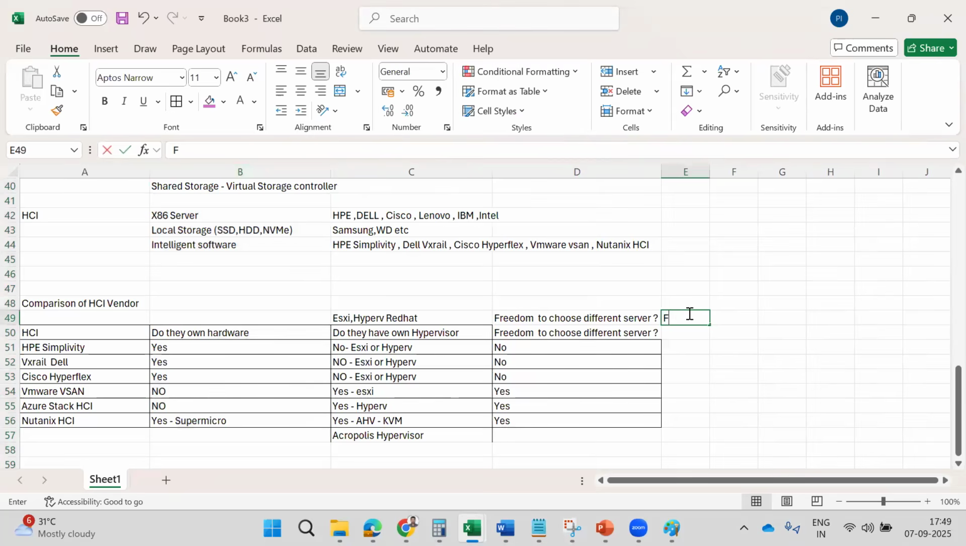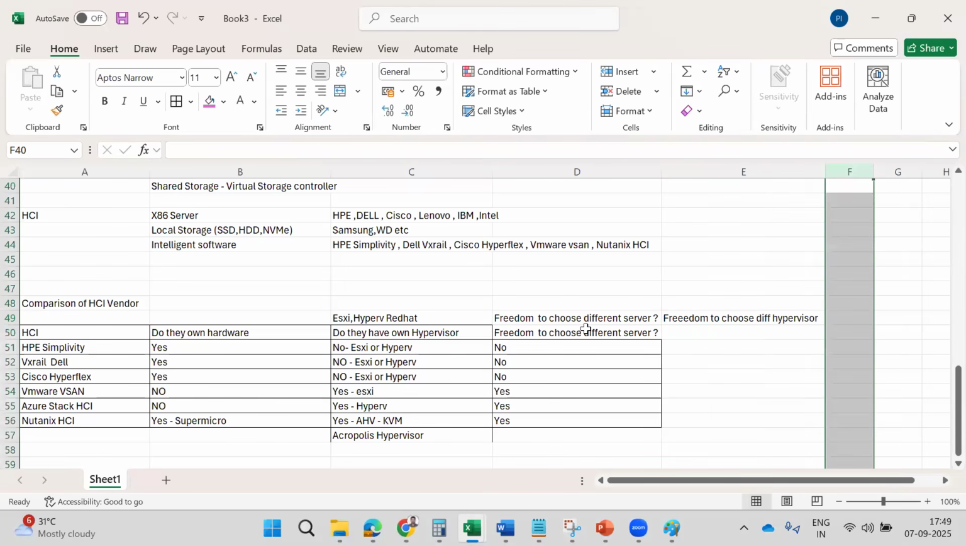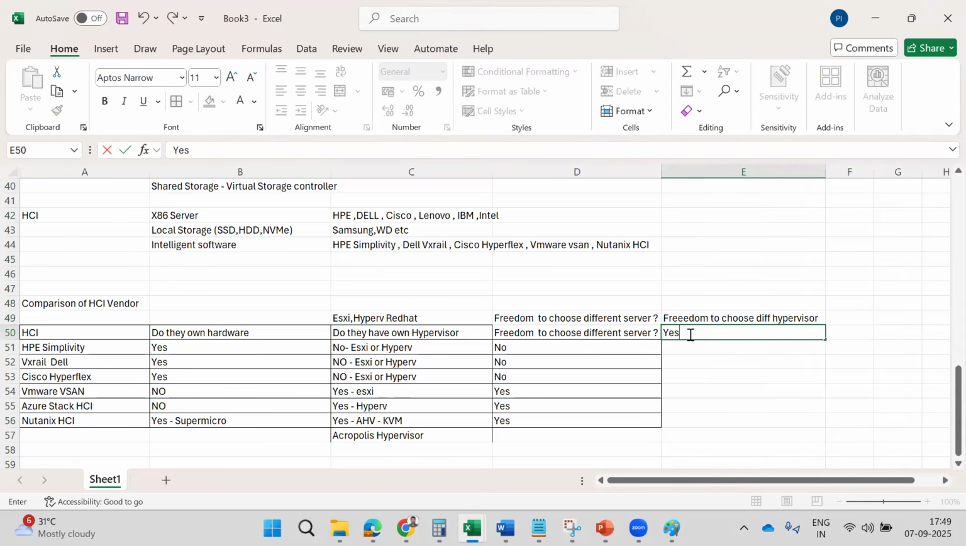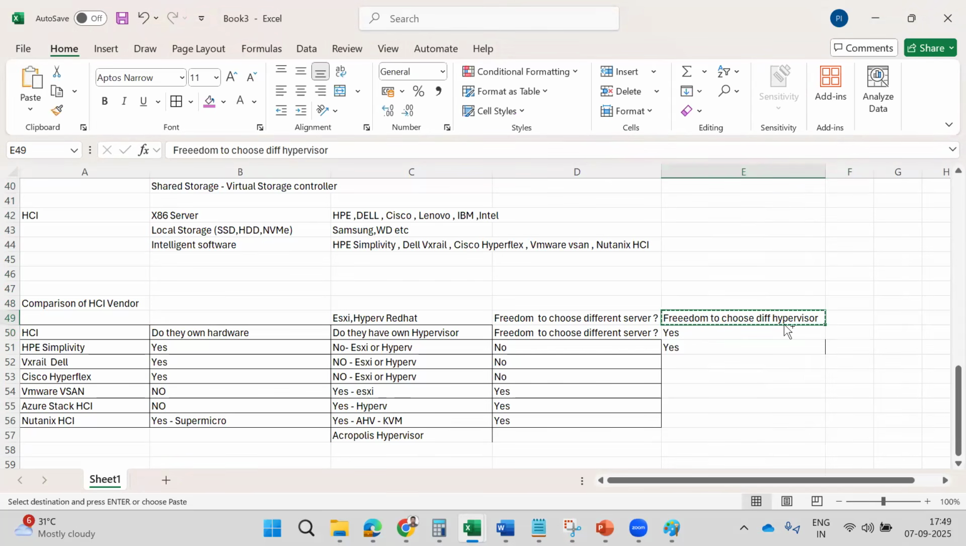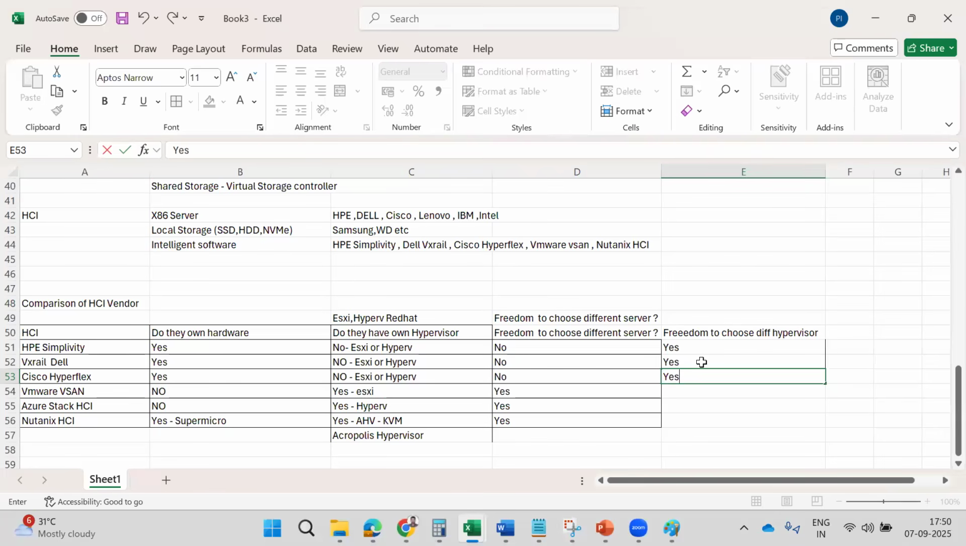Okay. So next is freedom to choose different hypervisor. So HPE SimpliVity, the answer is yes, they support Microsoft Hyper-V, they support VMware ESXi. For Dell, yes, same. For Cisco HyperFlex, yes, they don't have their own hypervisor. They support different hypervisors.